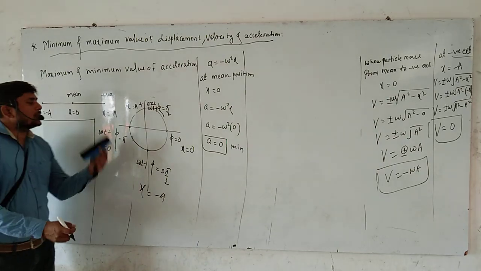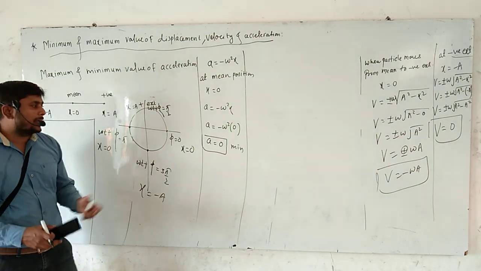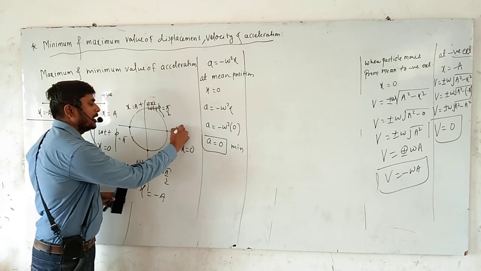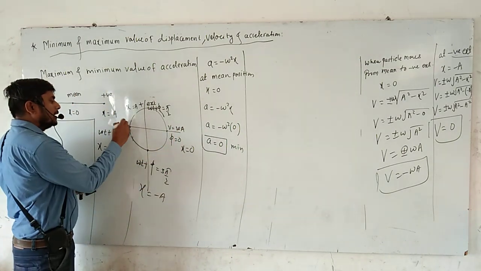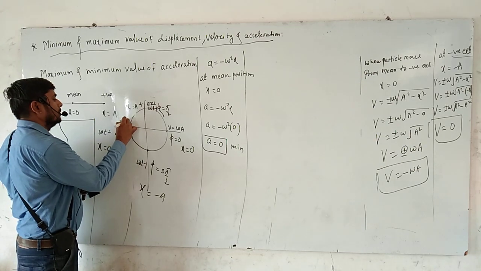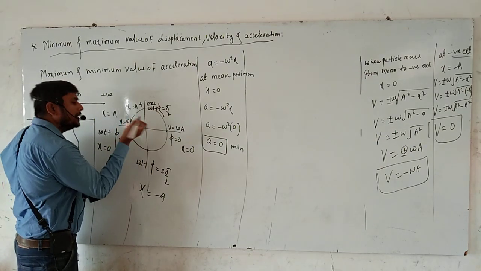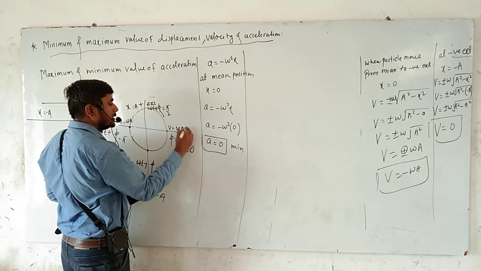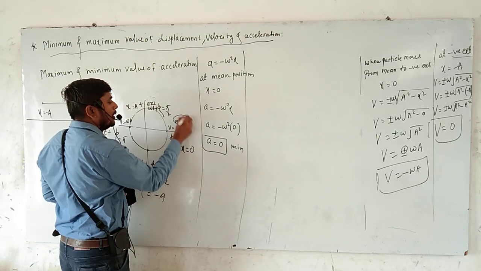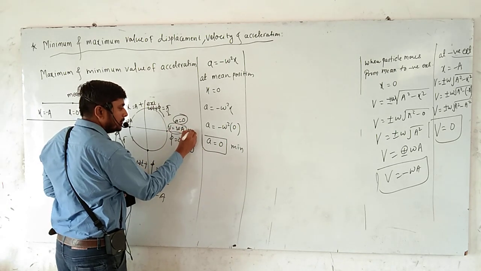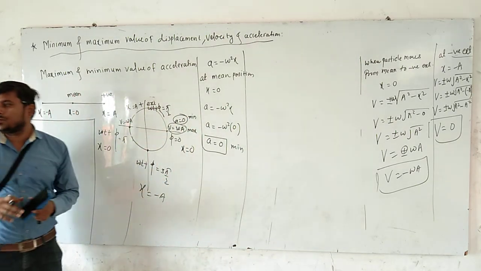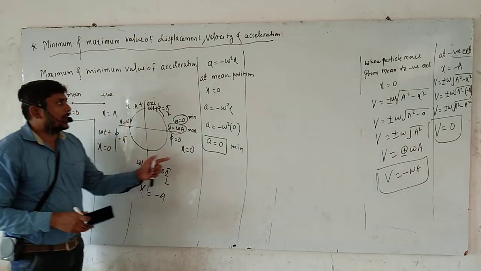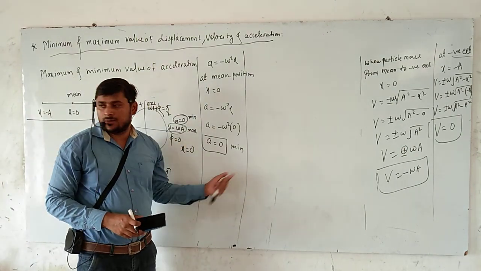It is quite the reverse of the velocity. Velocity at a mean position is plus omega a. Velocity at the other mean position will be minus omega a. But at the mean position, acceleration is equal to 0. So when the velocity is maximum, at that time acceleration is minimum. Comparatively you can keep this in your mind, right? So acceleration at the mean position is 0, right?